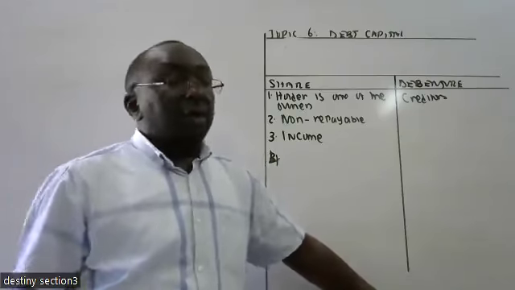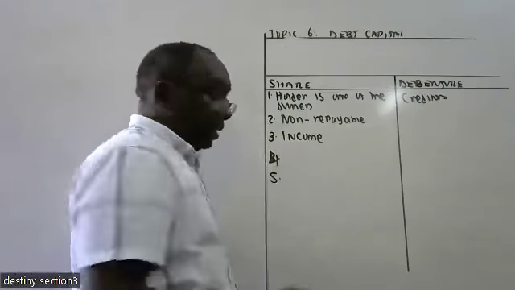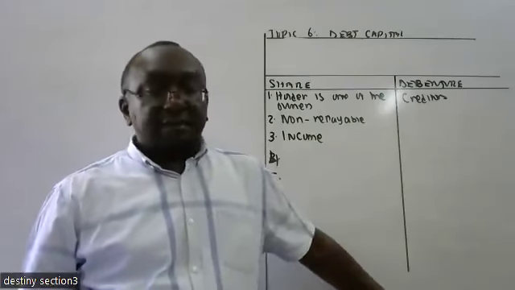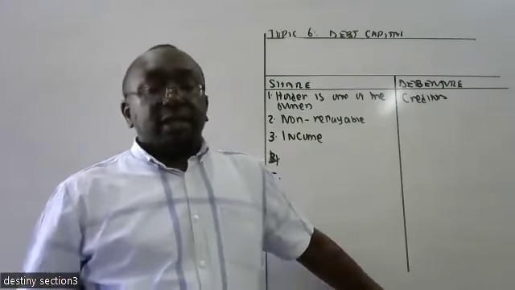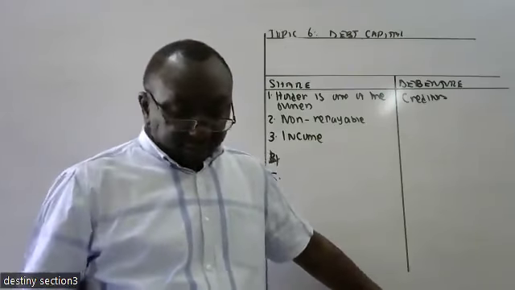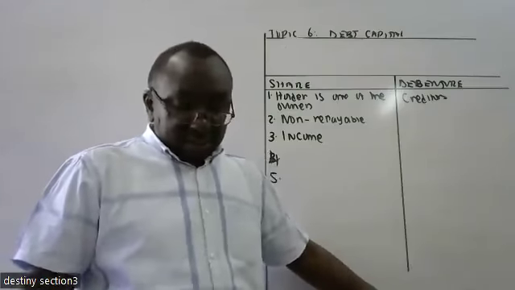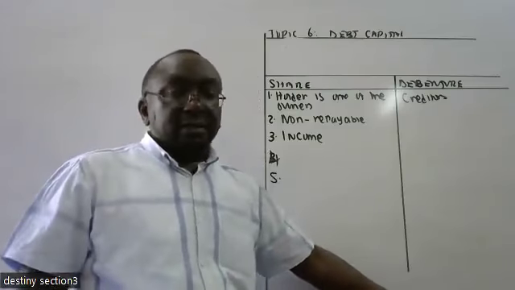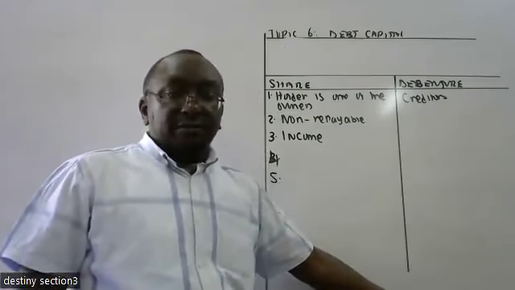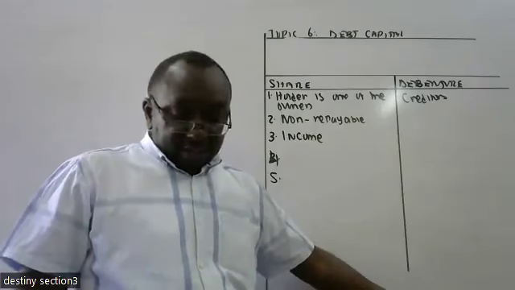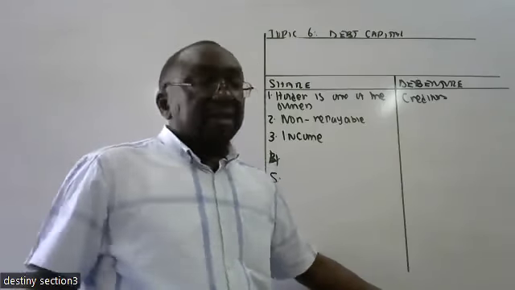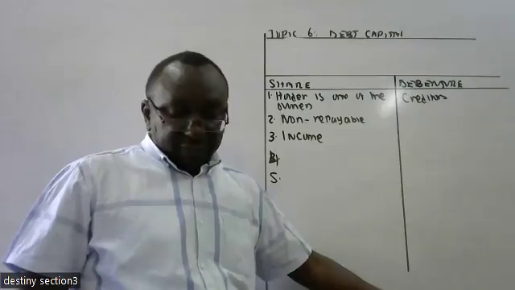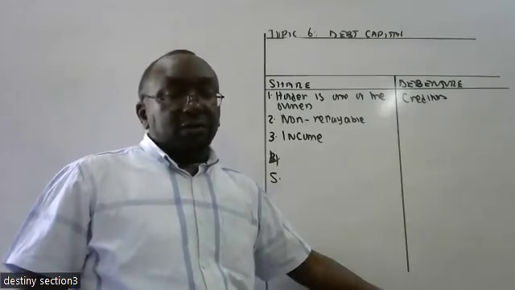Point number five is that they obtain payment after all outside creditors have been paid during winding up.